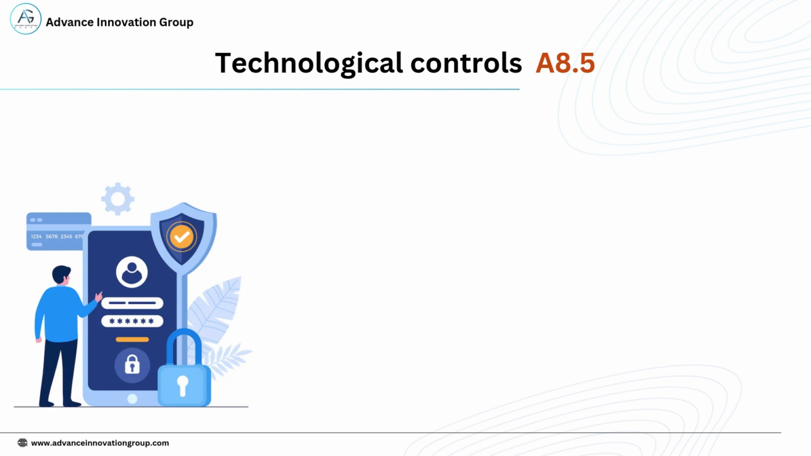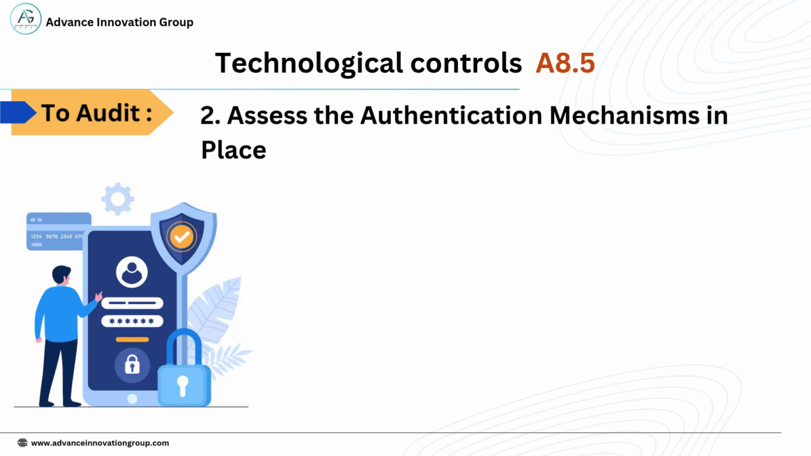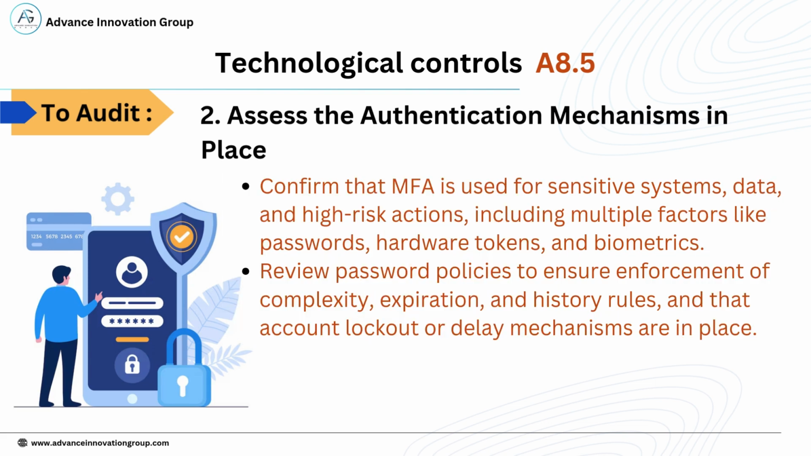Technological controls A 8.5. To audit 2. Assess the authentication mechanisms in place. Confirm that MFA is used for sensitive systems, data, and high-risk actions, including multiple factors like passwords, hardware tokens, and biometrics. Review password policies to ensure enforcement of complexity, expiration, and history rules, and that account lockout or delay mechanisms are in place.